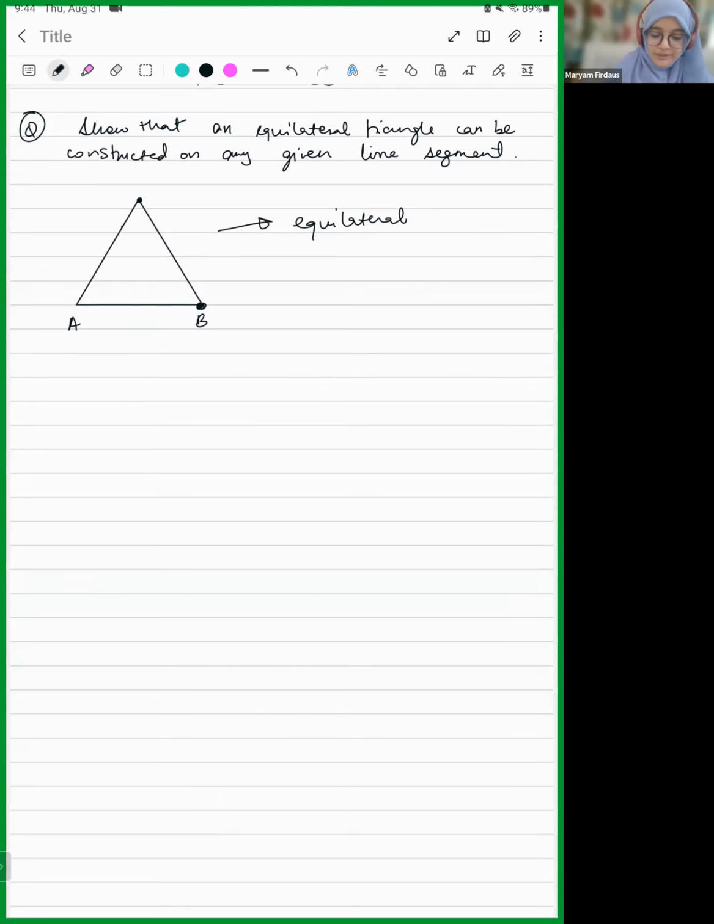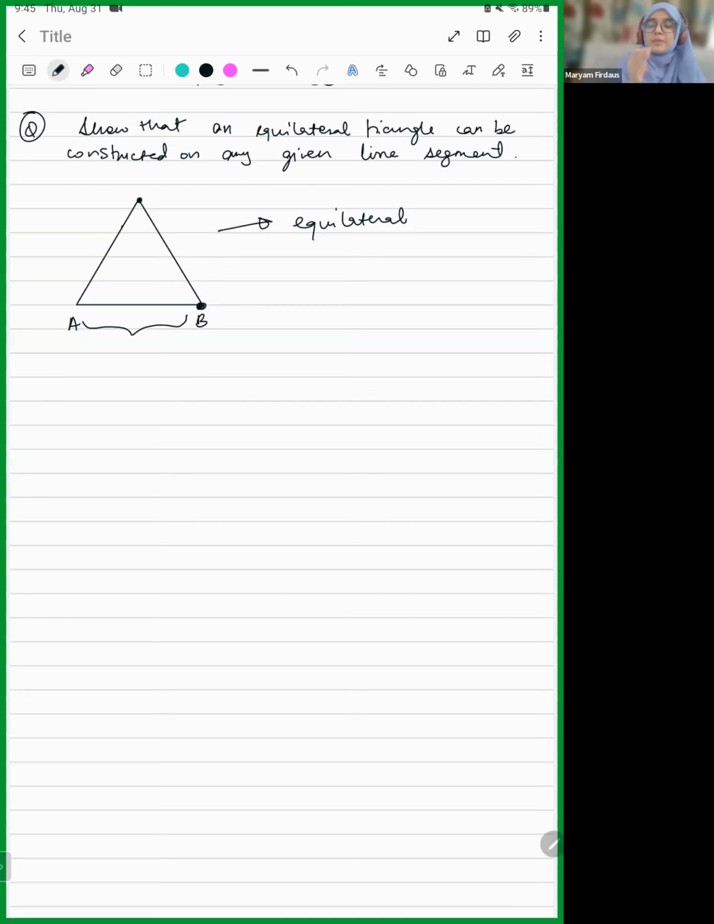So now you have to prove that the triangle that you have constructed is equilateral. So what can you do to prove this? Would anyone like to explain? Ma'am, is there anything given? What is given is that you have just constructed a triangle, that's all, and that this is a particular given length. That's it.